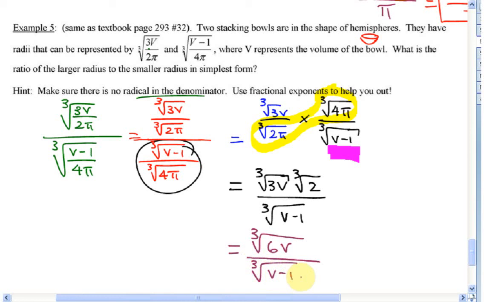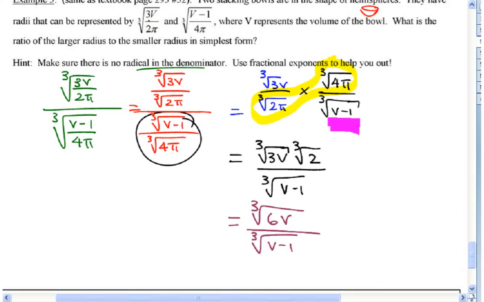Now the only thing I don't like is this v minus 1 with a cube root in the bottom. So rationalize it, very good. But what should I rationalize it with? Cube root of v minus 1, and I heard it, squared. Good.